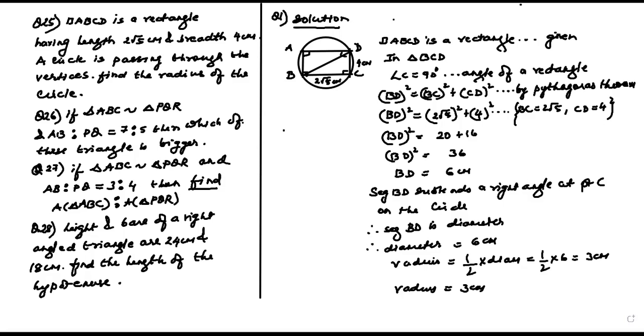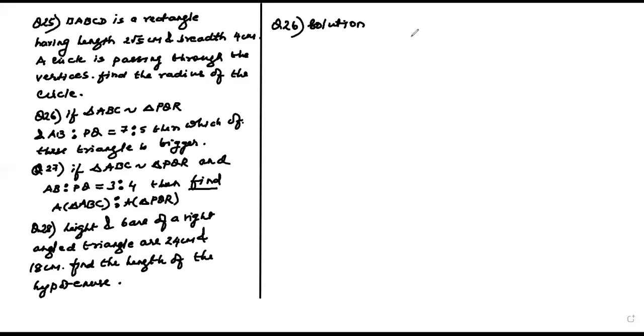So which triangle is bigger, children? Triangle ABC. We'll write it down. I'll have to rub this and then we'll write it down. So what is given in this question number 26? Triangle ABC is similar to triangle PQR.